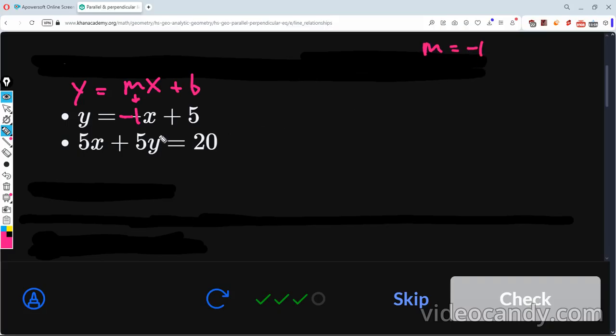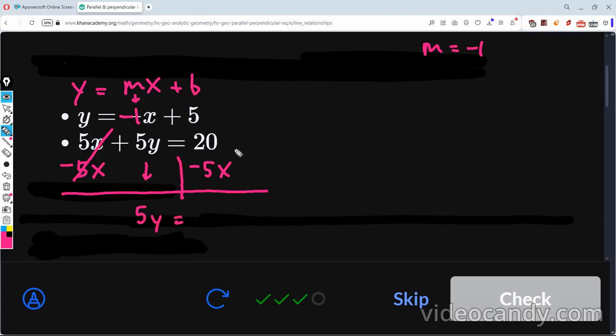We need to get this in the form of y equals mx plus b and find the slope. So we need to solve for y. We have 5y plus 5x. The opposite of plus 5x is minus 5x. You want to do that to both sides of the equal sign. 5x minus 5x is canceling. Bring down your positive 5y, bring down your equals, and you could do 20 minus 5x, or you could say negative 5x plus 20. Same thing, but I'm trying to keep it in this form and in this order.